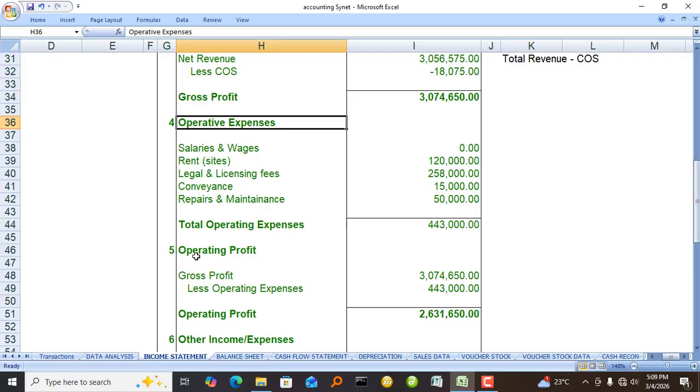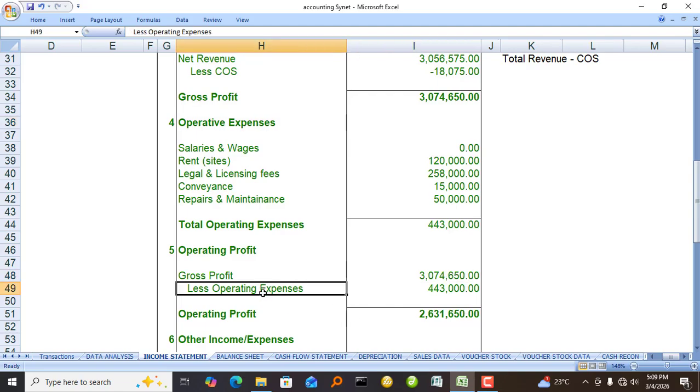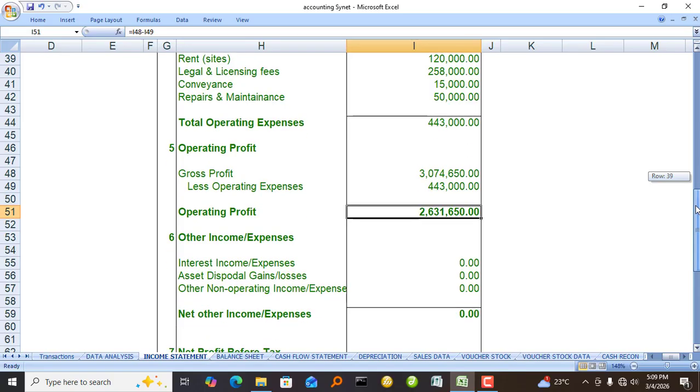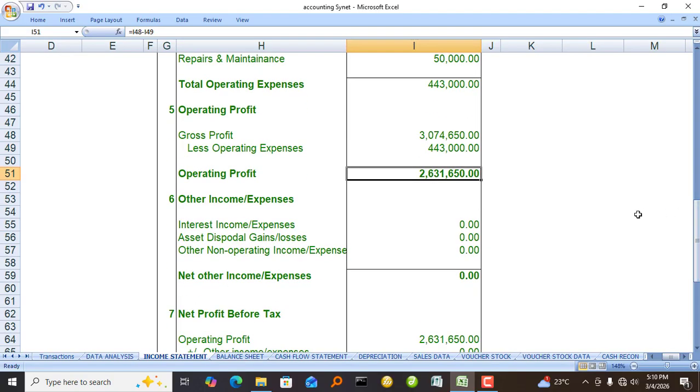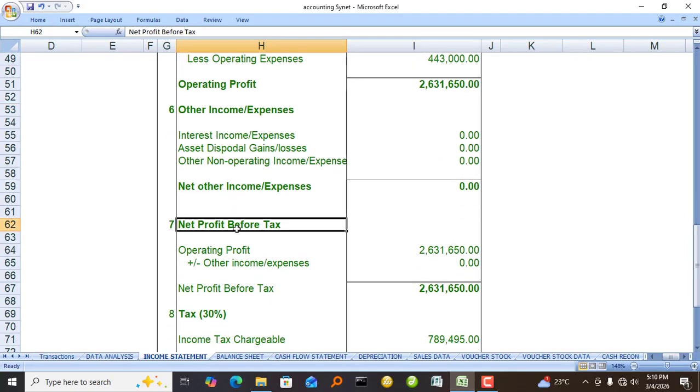Then you get the operating profit. So you get your gross profit minus the operating expenses, and you get your operating profit right there. We are removing the expenses. We have already got our incomes, and we are removing expenses, and that's where we are. Then other incomes or expenses, if I had them, I would include them, but they are not there, so I don't need them. And then now we come to our net profit before tax.